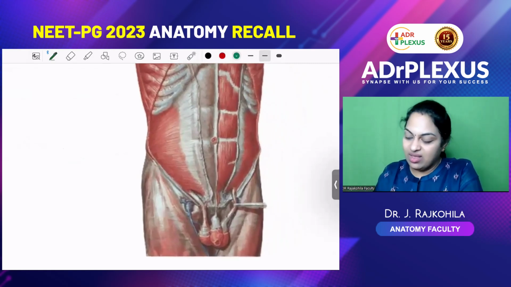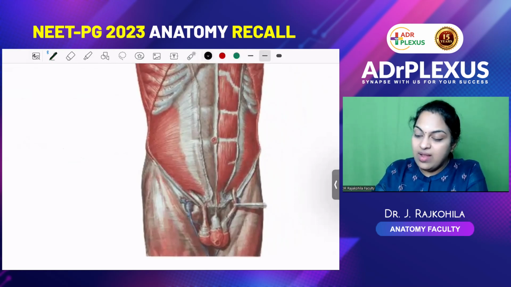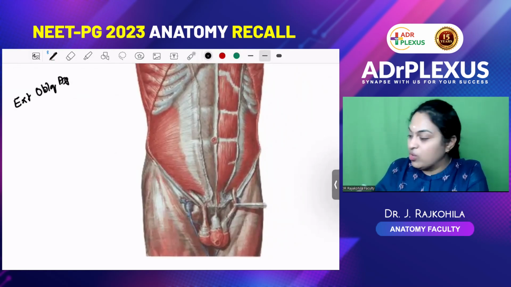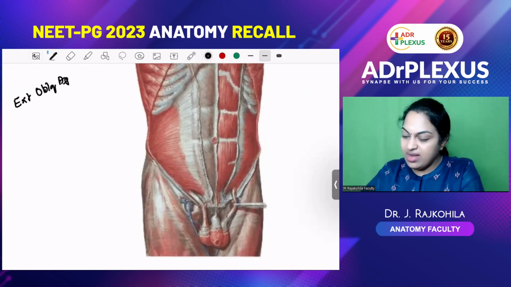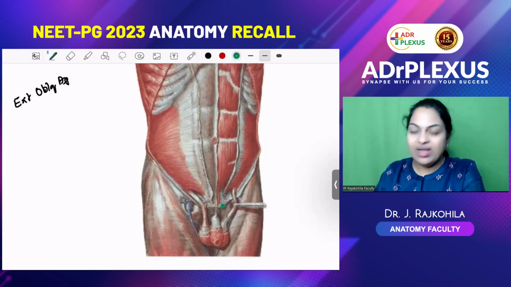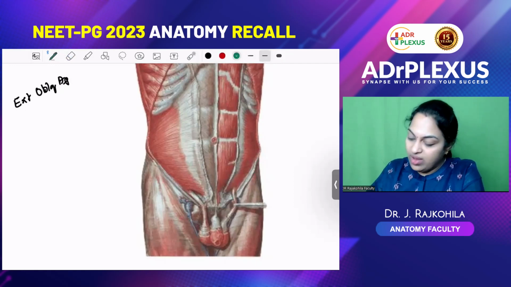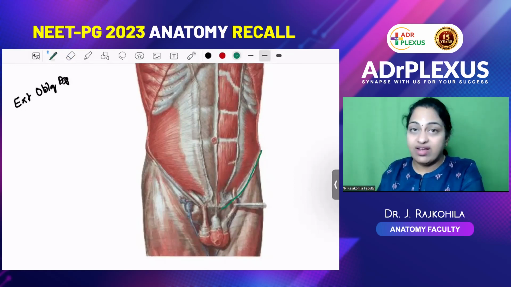As you see here, what is the inguinal ligament? The inguinal ligament is the thickened lower border of the external oblique aponeurosis. Isn't it right? Okay, so that extends from the pubic tubercle to the anterosuperior iliac spine. Am I right? So this is the inguinal ligament. Okay. I'll show it in green color, pubic tubercle to anterosuperior iliac spine.